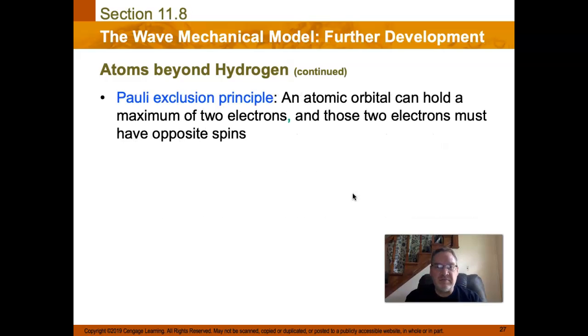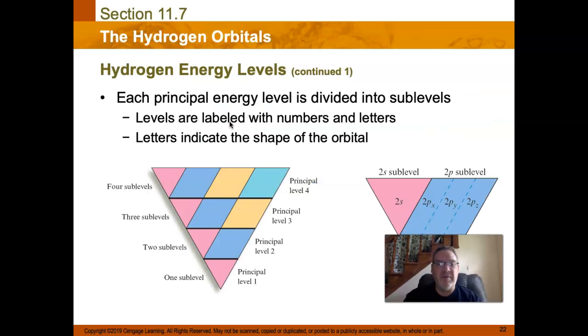Every orbital can hold a maximum number of electrons. Pauli exclusion principle, a max of 2. So if we go back a couple slides, each of these sublevels has a particular set of orbitals, and each orbital can hold 2 electrons. So this P sublevel, the PX can hold 2, the PY can hold 2, the PZ can hold 2. That gives you 6 total.